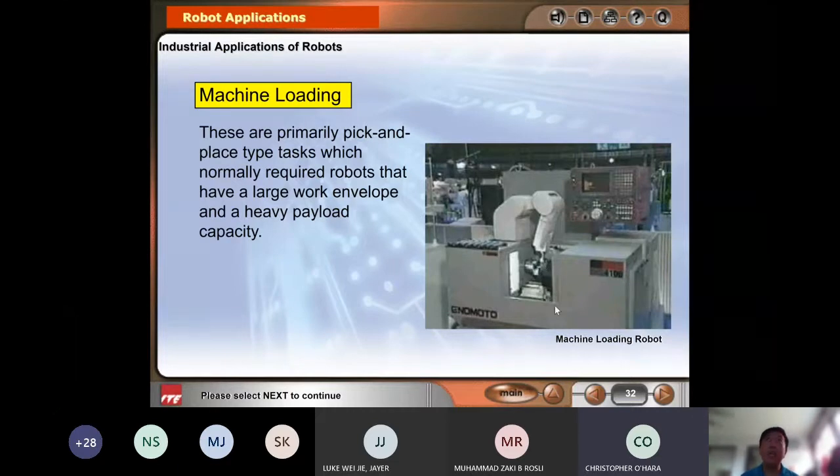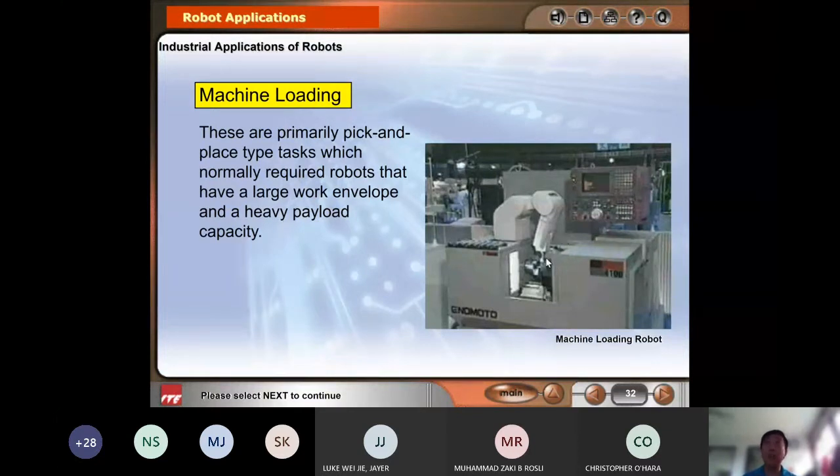Typically, for machine loading, the machines only have two major types. One is assembly, one is machining. Machining is either a lathe or a milling machine. Very commonly it's these few types. This is a lathe machine, a CNC lathe. Any question? Okay, no question, we carry on.